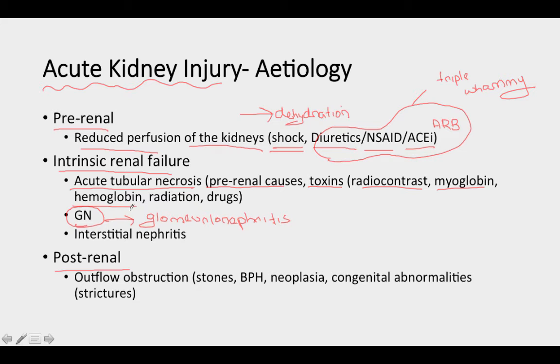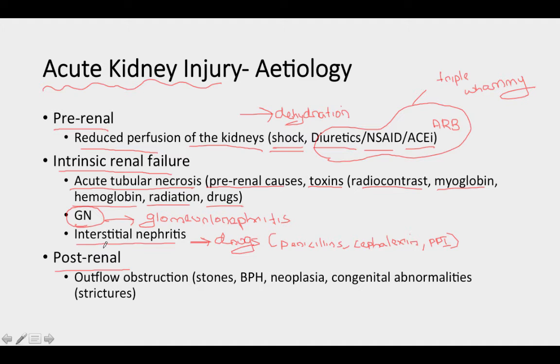Hemoglobin in hemolytic anemias, radiation, and again, nephrotoxic drugs. All these toxins can cause acute tubular necrosis. You can also have interstitial nephritis, and that's often due to drugs as well. So this is an inflammation of the interstitial tissue around the peritubular capillaries, and drugs such as penicillins, cefalexin, and PPIs can cause this.